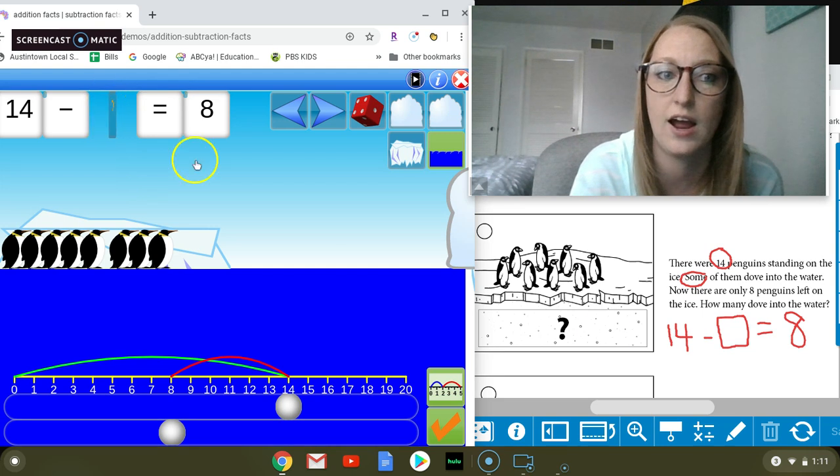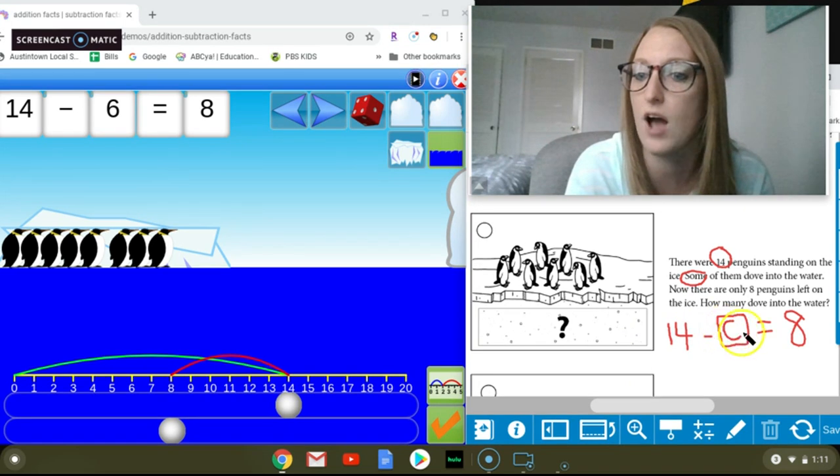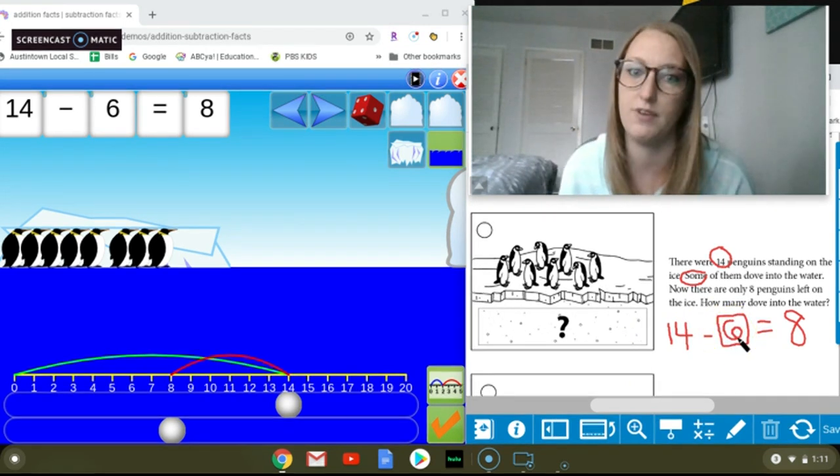Let's see if that's correct. It was correct. Very good. So 14 take away some number equals 8. So how many of them left? 6 of them left. Very good.